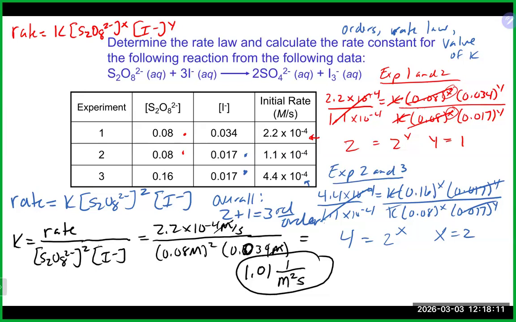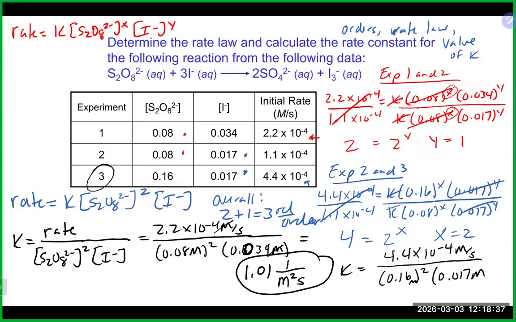It should. Let's do it just to make sure, but ideally it should. If I didn't screw with the numbers too badly. Let's go with number 3 here and put it in. So we take 4.4 times 10 to the minus 4 molar seconds divided by 0.16. That's the one we're going to square, right? And 0.017 molar here will be our k in this case. Ideally, you get 1.01, yeah.